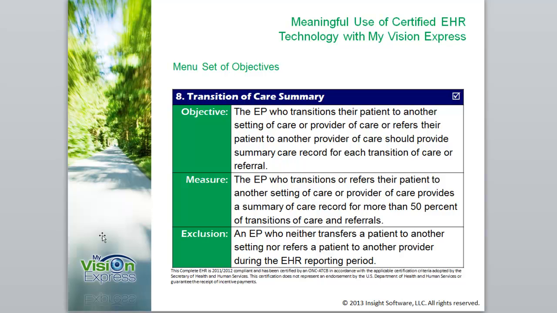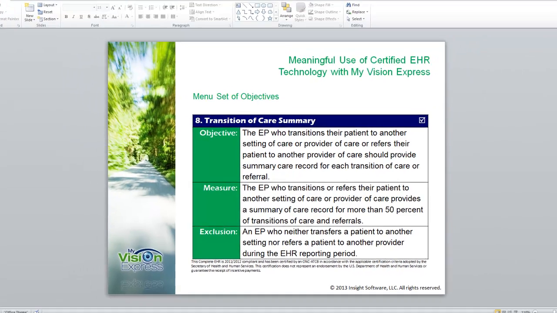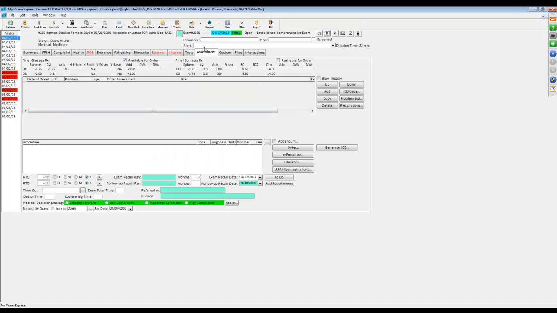The exclusion is an EP who neither transfers a patient to another setting nor refers a patient to another provider during the EHR reporting period. So if you do not refer a patient out throughout this reporting period, you can go ahead and take that exclusion. But if you do, in My Vision Express, in our assessment tab, you would document the refer to and the reason. This is actually going to be your denominator.